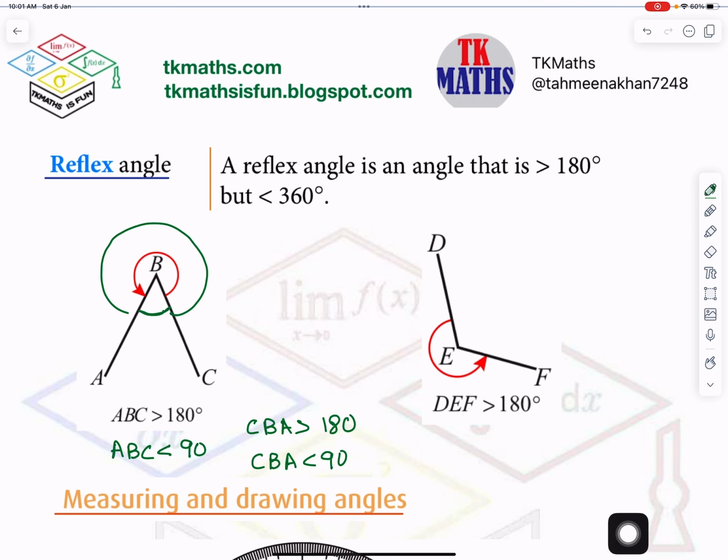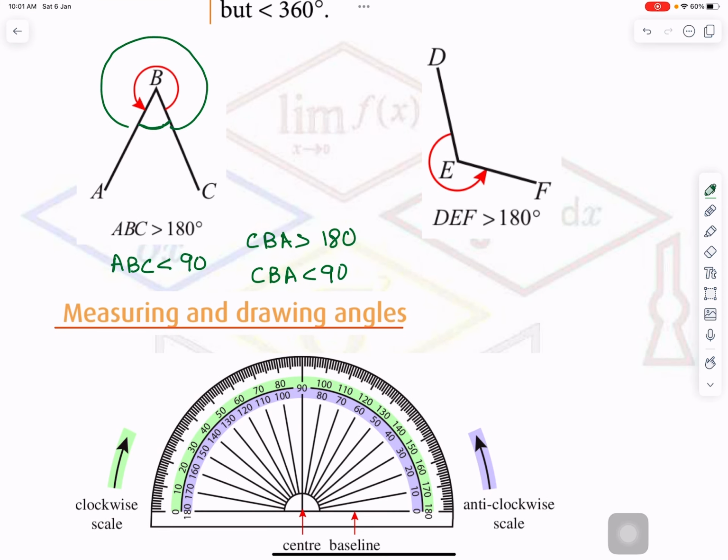So in the next video we will see how to measure angles and how to draw angles.